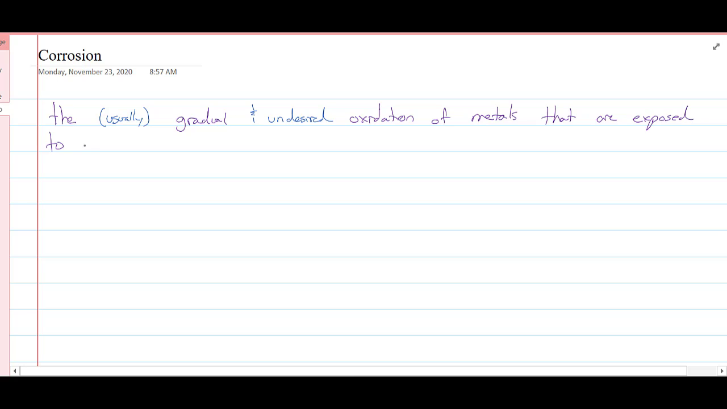Let's talk about corrosion now. Corrosion is the usually gradual and often undesired oxidation of metals or other compounds that are exposed to oxidizing agents, primarily O2, but there's other ones in the environment.